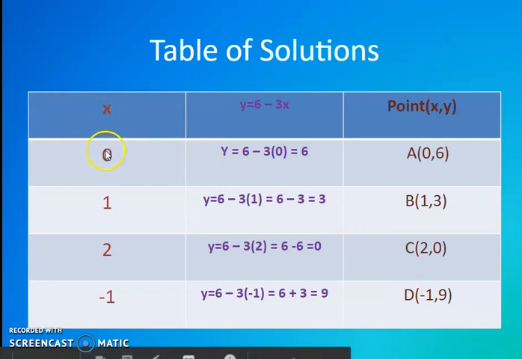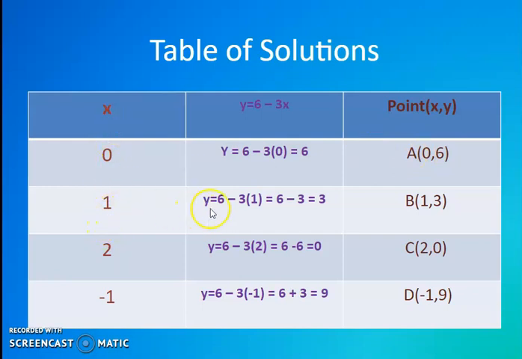For x, if we consider the value of x as 0, what's happening here? We are substituting in the given equation y is equal to 6 minus 3 into 0. As 3 into 0 is 0, we get y as 6. So the point to be plotted on the graph sheet is A (0, 6). You know very well, we will be representing the points with capital letters.